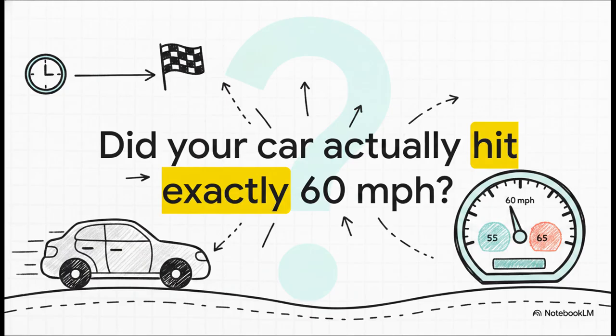Is it possible that you just drove 55 miles per hour for the first half and then 65 for the second half, meaning you perfectly averaged 60 without the needle ever actually resting exactly on the 60 mark? Or maybe you fluctuated wildly, between 40 and 80. Does hitting an average actually guarantee an exact instant in reality?